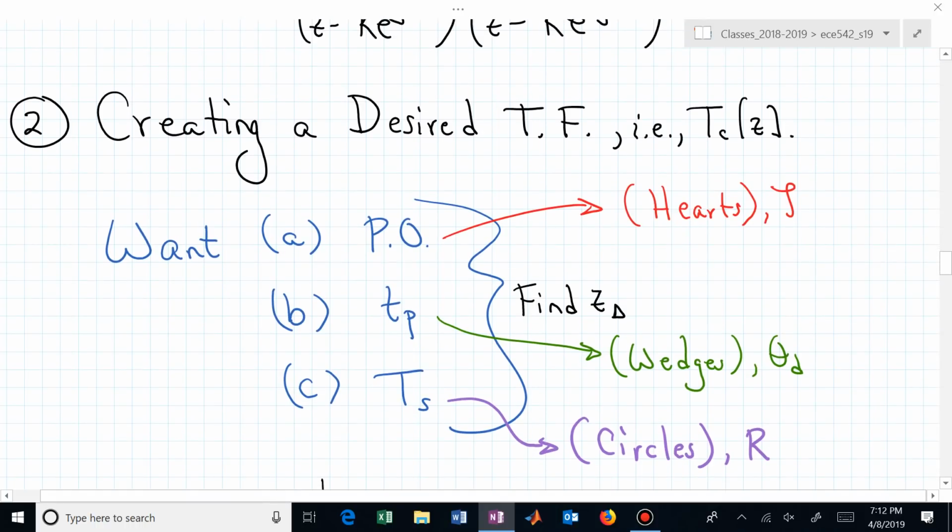You might want to create a desired transfer function, which we typically call T sub c of z, in a Ragazzini design. So now we might want a transfer function that achieves certain performance specifications. It might achieve a certain percent overshoot, a certain time to peak, and a certain settling time. Percent overshoot gives us hearts. That gives us these logarithmic spiral curves, or the zeta values. The time to peak gives us angles.